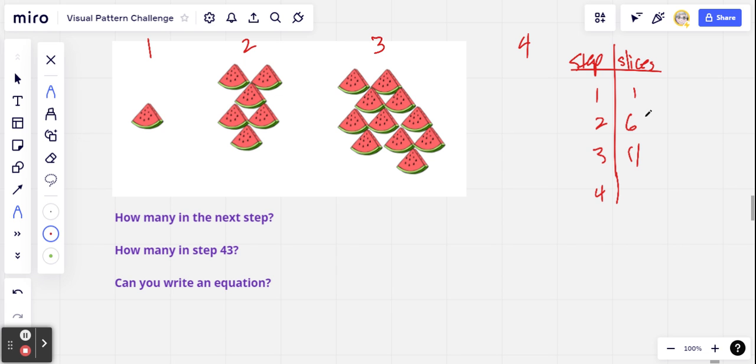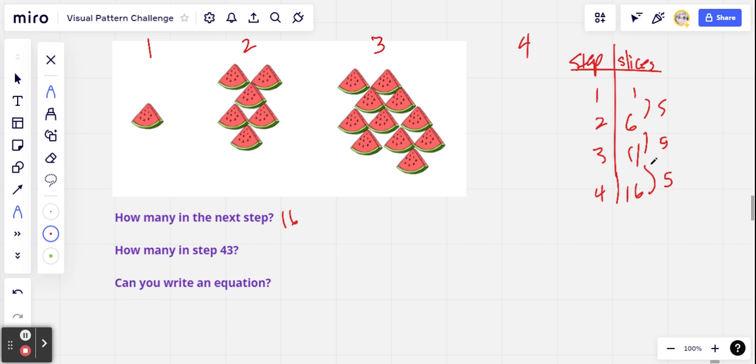So let's take the difference between each step so we can see how quickly it's growing. So 6 minus 1 is 5. And 11 minus 6 is also 5. Aha. So we get a constant here, the same number. So it looks like this is a linear pattern. It's growing the same amount each step. And so we can predict that it's going to grow 5 again for the next step, from step 3 to step 4. So all we'd have to do is add 5 to 11, which would be 16. So that's my prediction for step 4, 16 slices of watermelon.